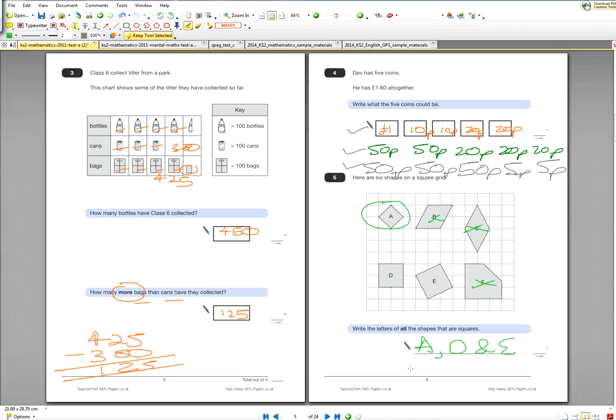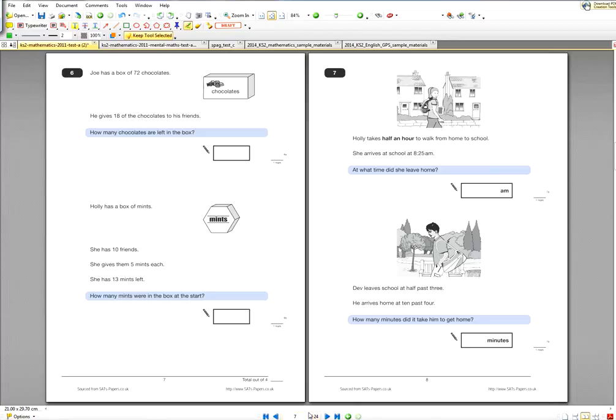Okay, so that will give us the answers. We quickly move on. Okay, let's see if we can finish this. Now, question number 6. Joe, can we see that last circle on the board?